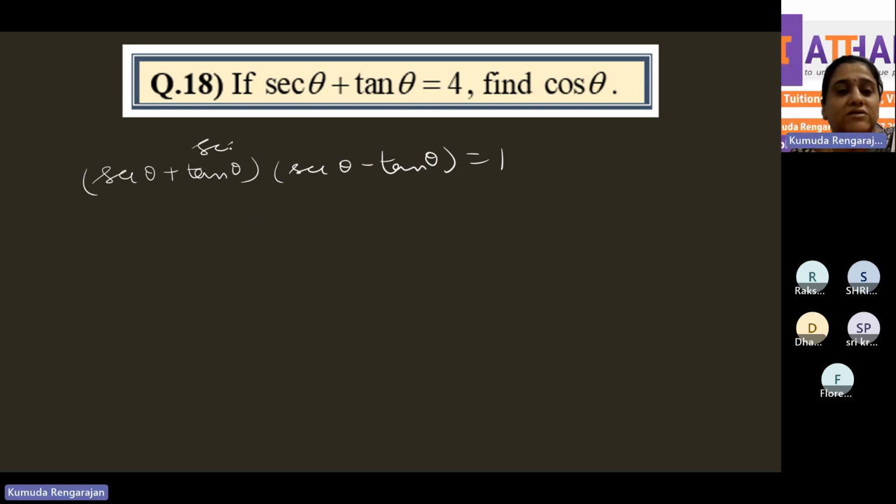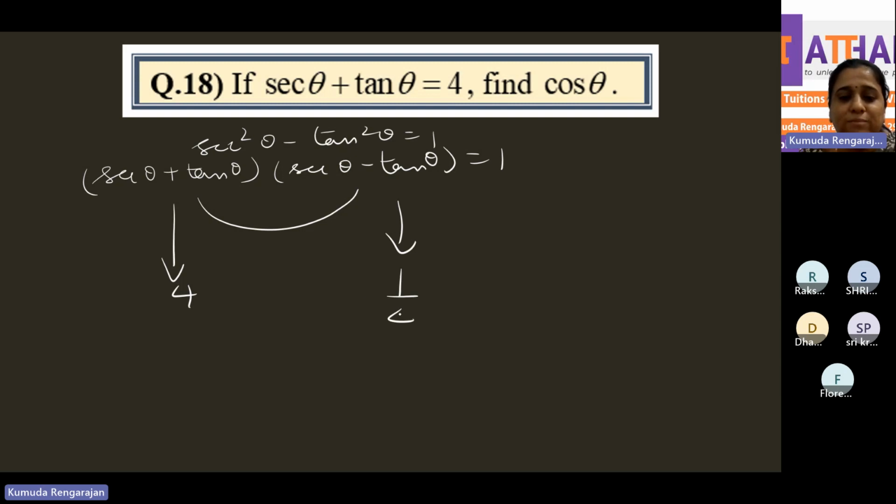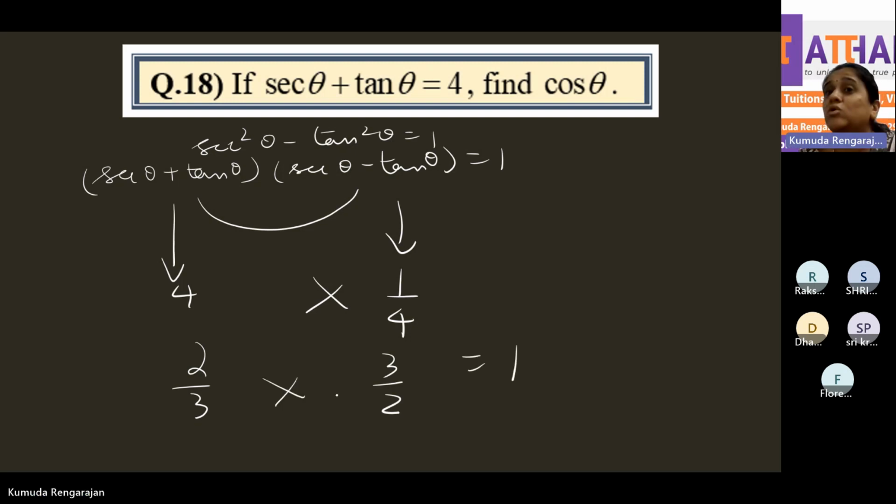Okay, so secant square theta minus tan square theta is 1. All right, so you understand this? This product is always 1. That means their values have to be reciprocals. So if this value is 4, this one has to be 1 by 4. Only then the product will be 1. If this is 2 by 3, this has to be 3 by 2. Only then the product will be 1. So MCQ.